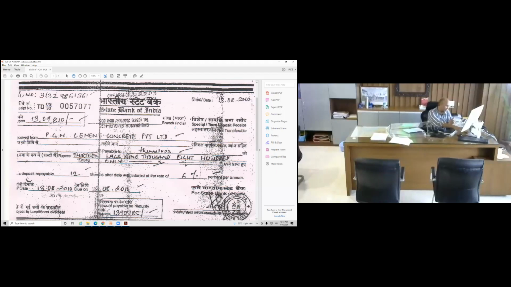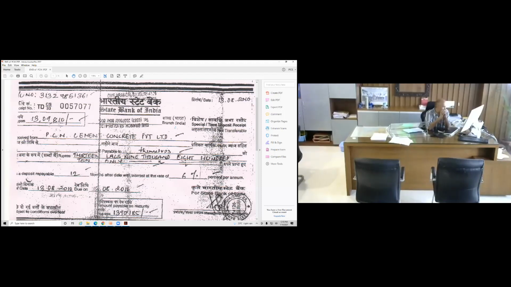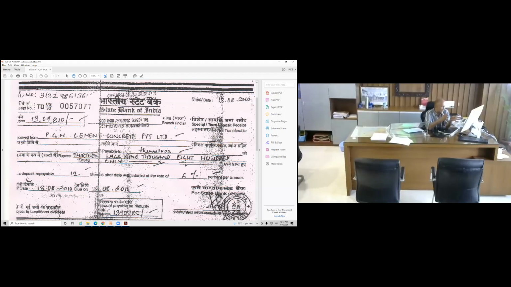Please react to this document. It's more of a finance thing. Whether this document can be accepted as EMD or not. Anyone can react on this item, whether this is an acceptable document for EMD or not.